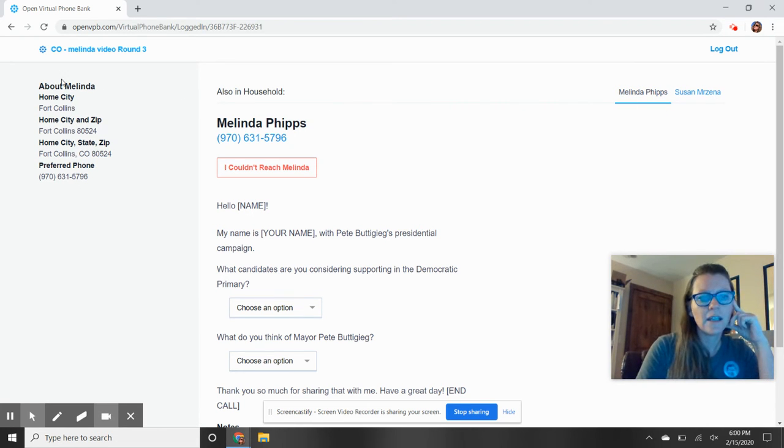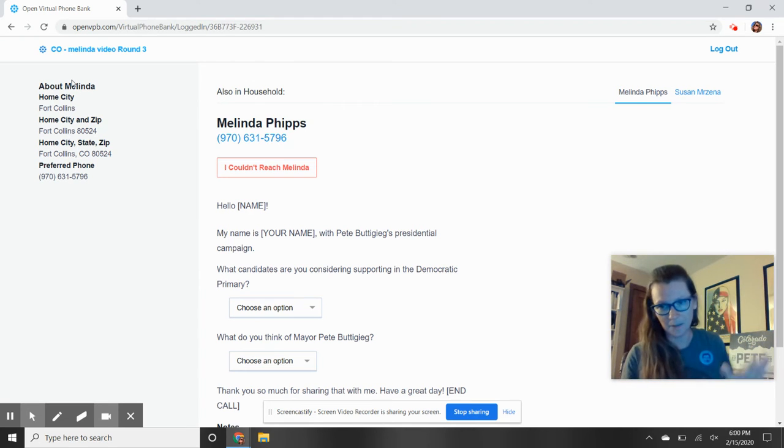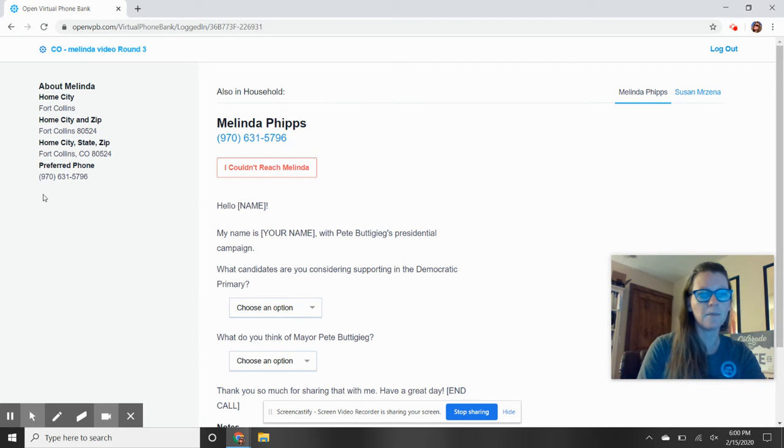Additionally, over here is going to be some information about Melinda. Now, this information varies depending on who you're calling. It is going to have potentially their polling location, maybe an early polling location. It could have voter history. It's a lot of helpful information. So make sure that you're paying attention to what's on the left side of the screen.